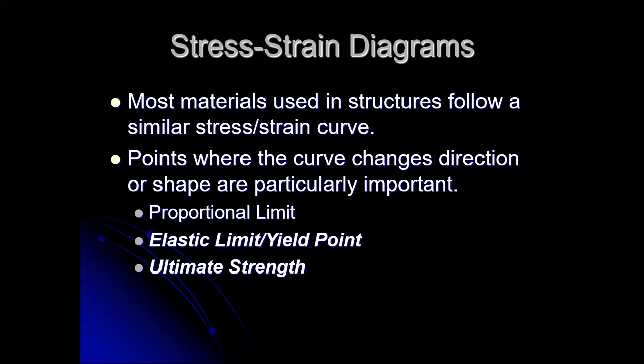And then there's the ultimate strength. So point A is the proportional limit, point B is the elastic limit or the yield point, point C is the ultimate strength. That's the maximum amount of stress the material can handle. And the rupture and fracture strength is usually not something we care about. The ones that are bolded here are the ones we care about, and they're usually numbers that are documented for typical materials.